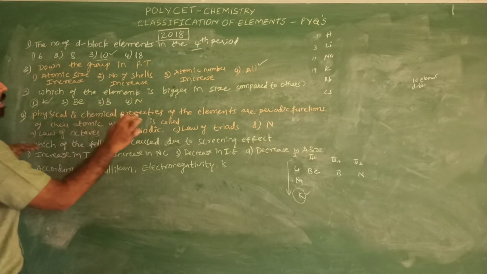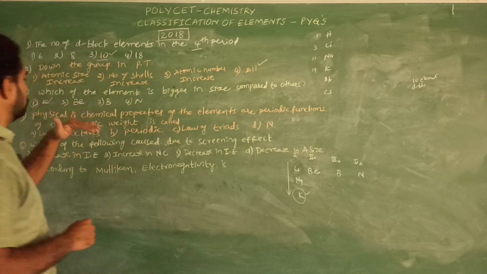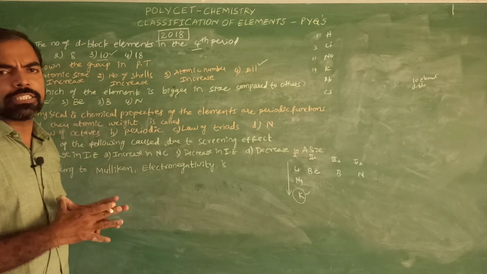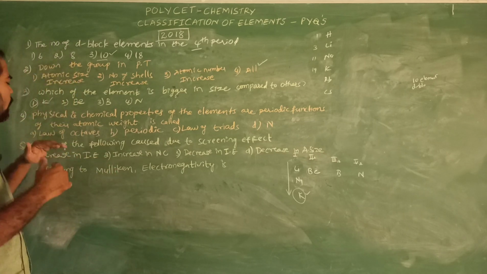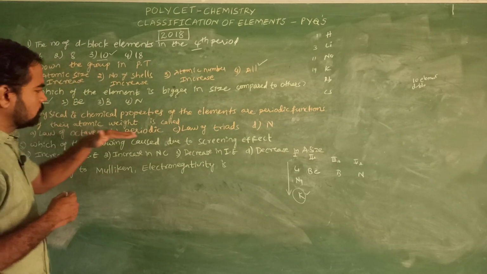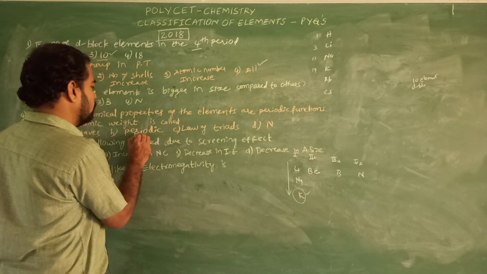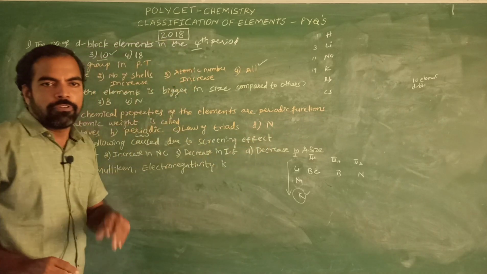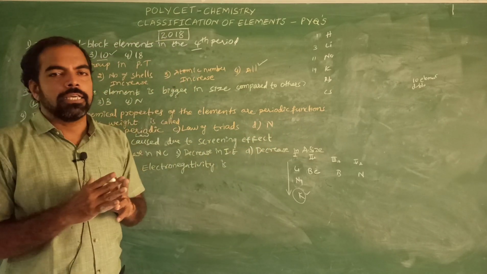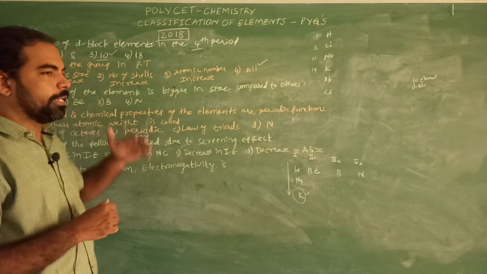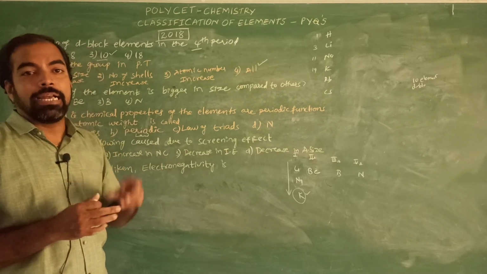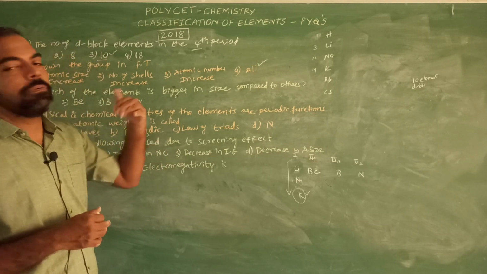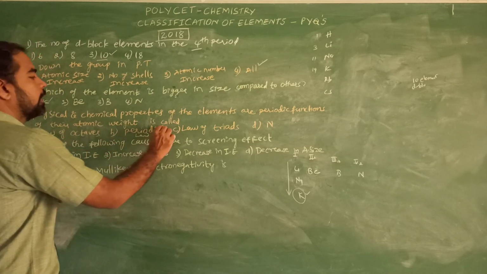Next, physical and chemical properties of the elements are the periodic functions of their atomic weight. It is a direct statement. Here the options are law of octaves, periodic law, and the law of triads, none. We have the two periodic laws. One is the Mendeleev periodic law, Moseley periodic law, and the third one is Modern periodic law. So this is a periodic law.